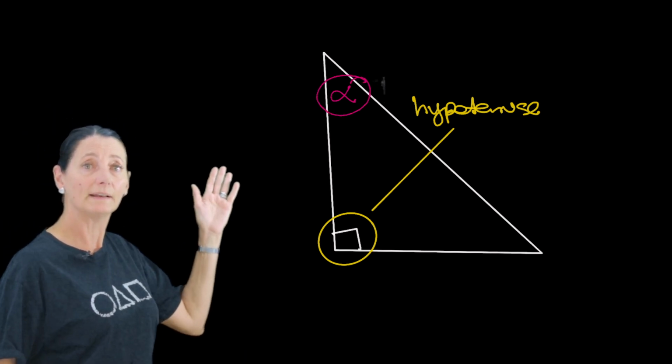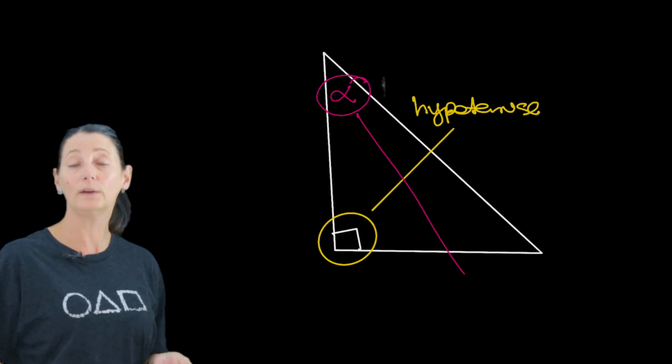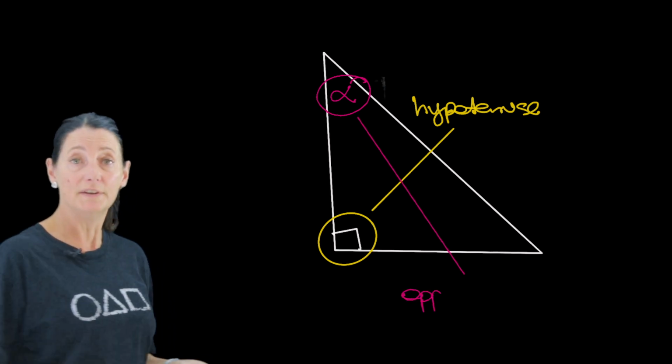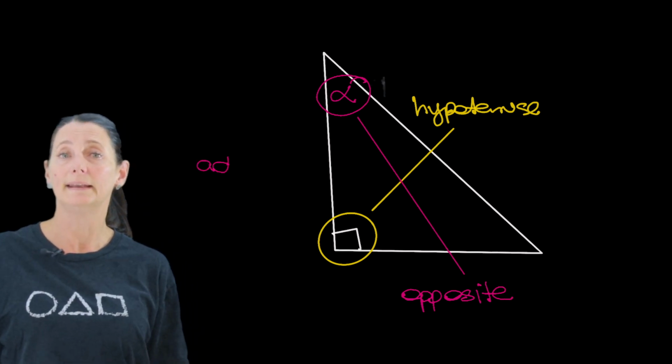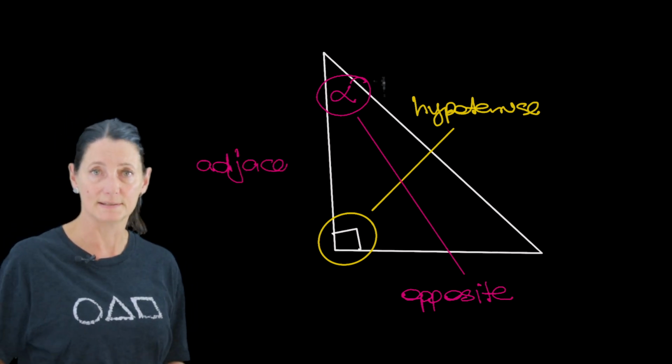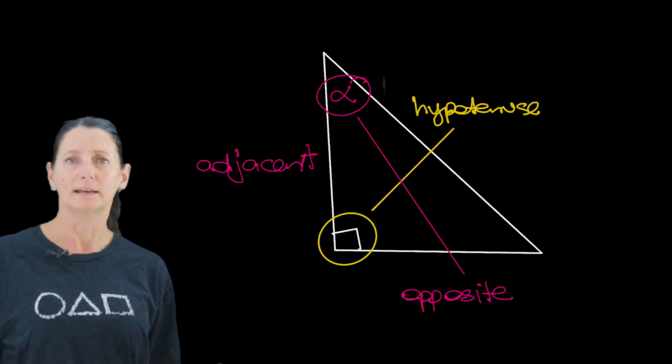The side directly opposite angle alpha we call the opposite side. So now we have the hypotenuse, we have the opposite side, which leaves one side left, and we call that the adjacent side. Adjacent meaning next to.